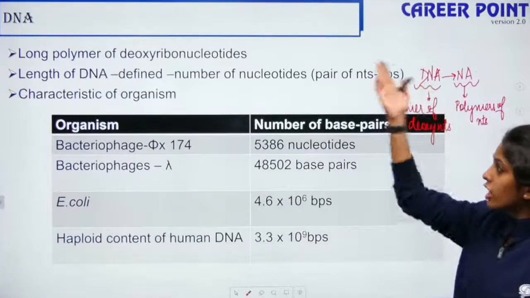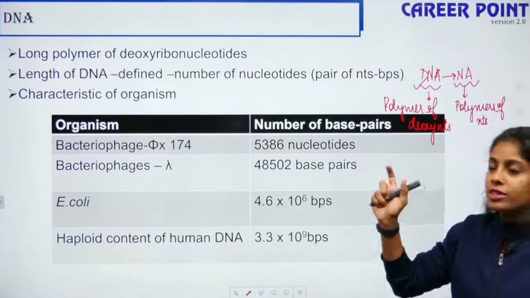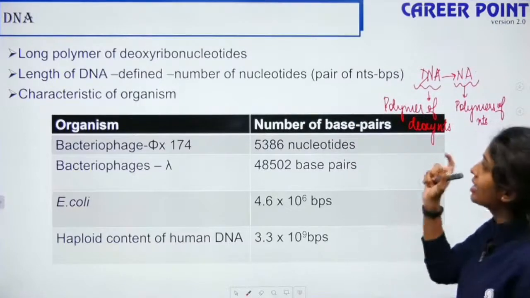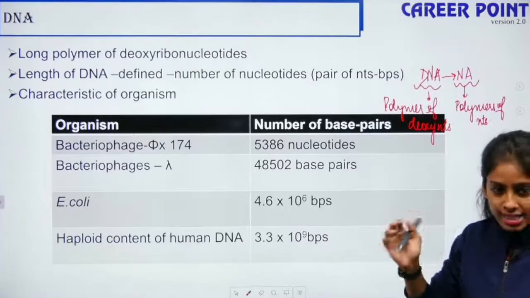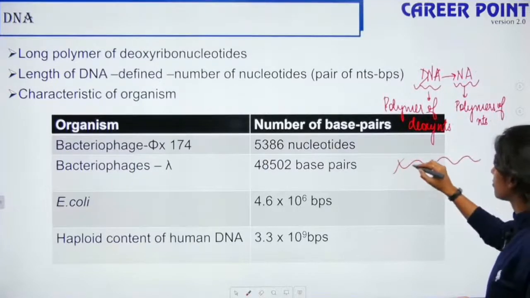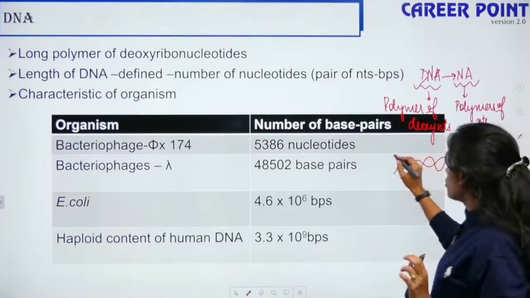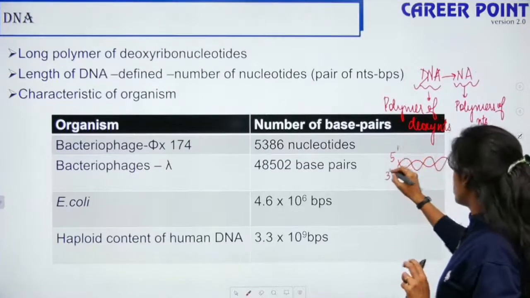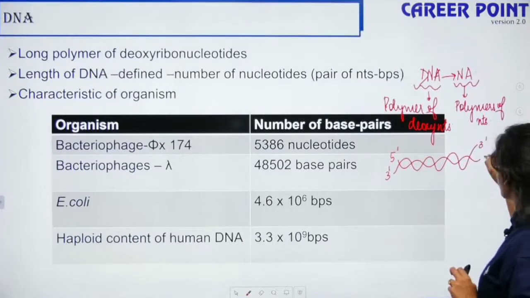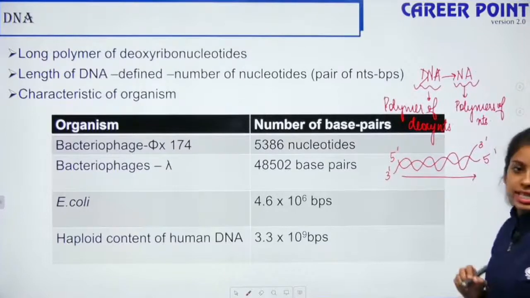Okay. Yes, so they are long polymers of deoxyribonucleotides. The length of the DNA is defined by the number of nucleotides that it has. So all of us know our DNA is like this. We have a double helical DNA, right? I'll tell you what these numbers are. So how do I define the length of the DNA?